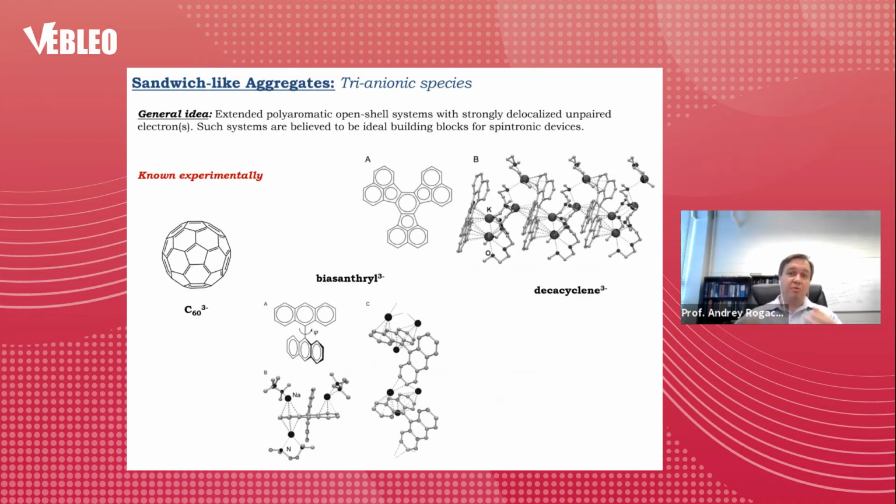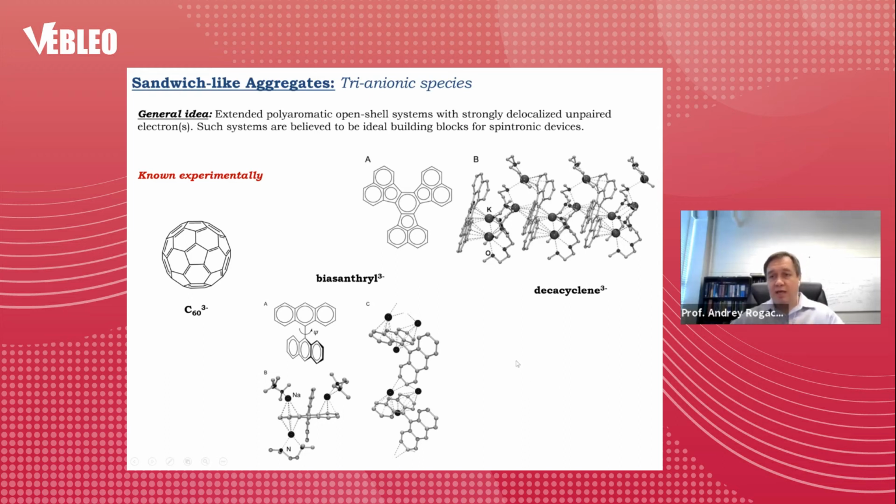Okay, then we move to another side of this story, and we started thinking about stabilization of tri-anionic species, because extended polyaromatic open-shell systems with strongly delocalized and paired electrons are believed to be ideal blocks for spintronic devices. But there is a main fundamental problem. Such systems are really rare, and so far in the literature, only 3 are known. That's a fullerene-based 3-, decacyclene 3-, and biacetyl 3-, which the latter one is not really polyaromatic, right?